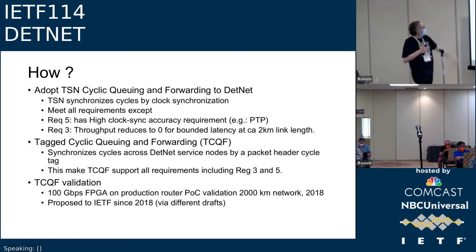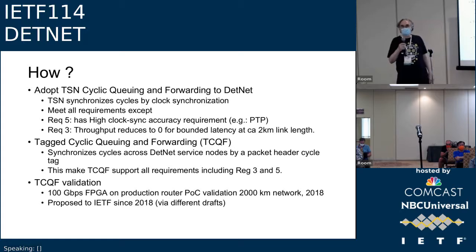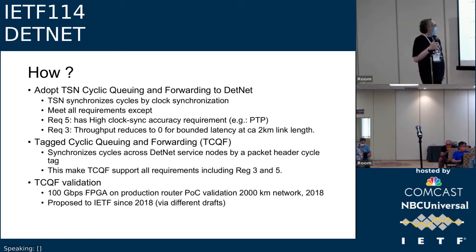As I said, cyclic queuing and forwarding from TSN is well proven and understood, and meets all the requirements except for number 5. It has a very high clock synchronization accuracy requirement because it synchronizes on a nanosecond clock, which we don't have. And the throughput goes quickly down to 0 when you have a network path longer than, let's say, 2 kilometers on typical parameters. So with tagging, we're synchronizing based on a tag in the packet header, which needs 3 values at minimum. That would be MPLS encoding 3 values of the traffic class field. This is in the draft.